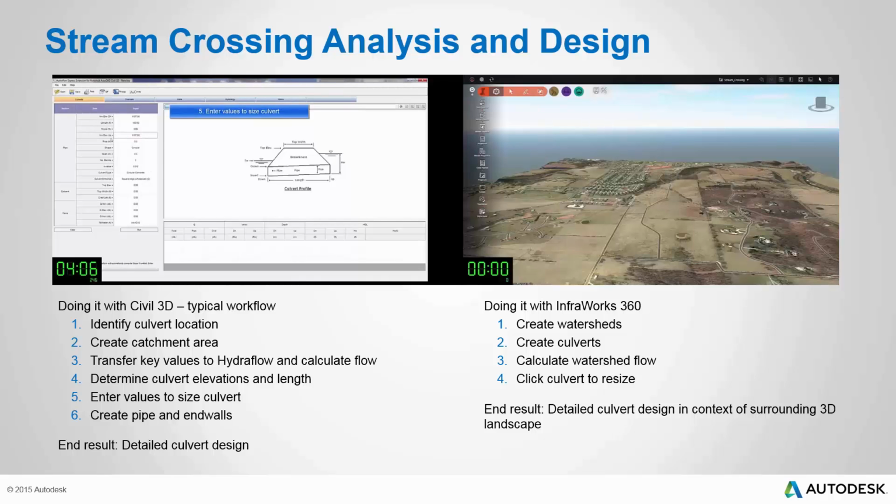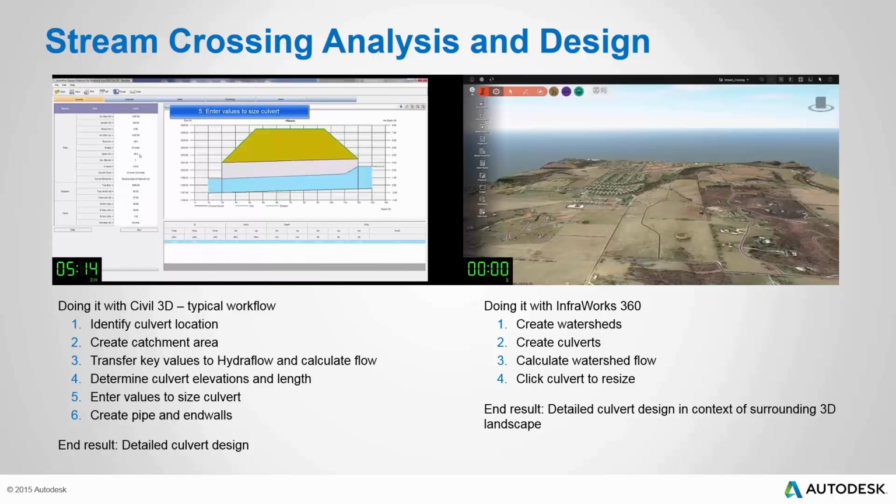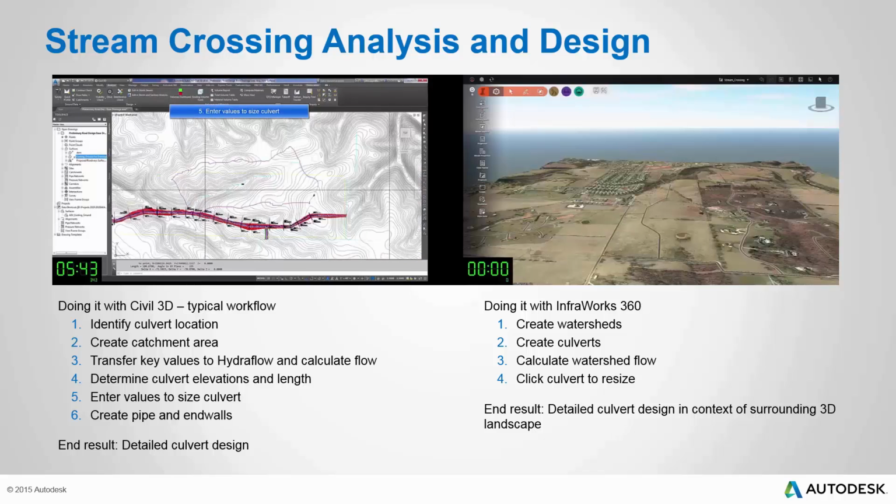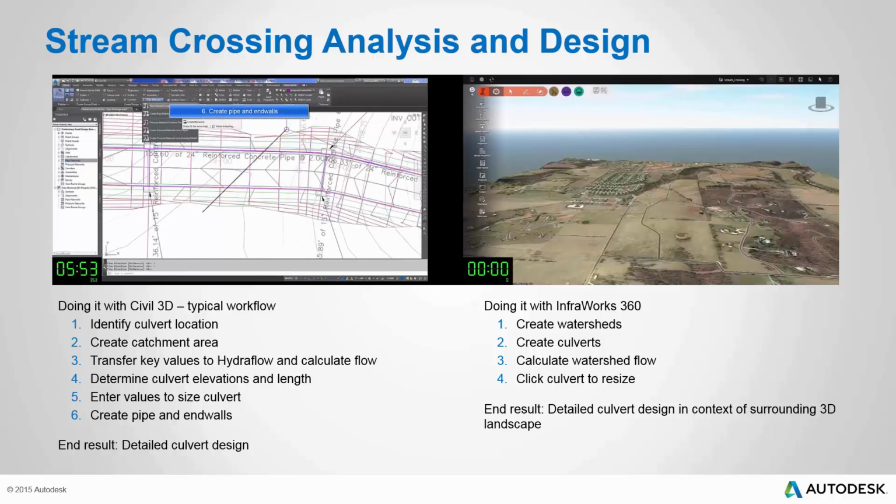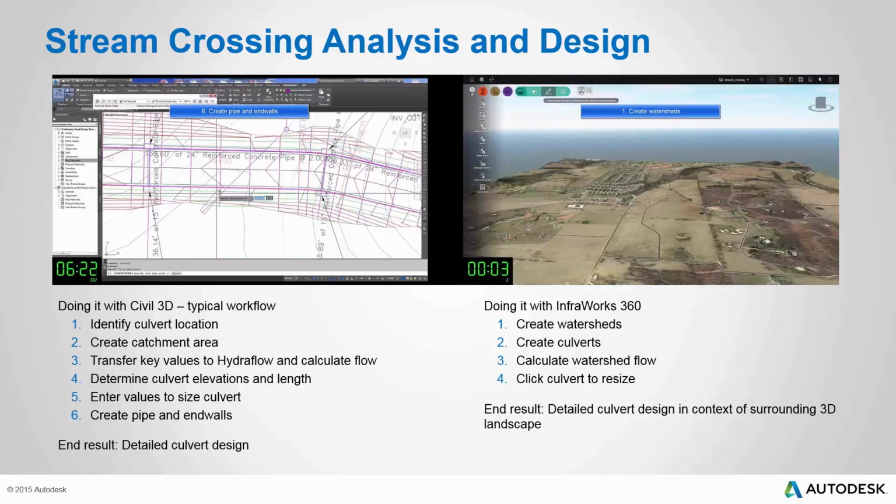And then once we've determined the size of the culvert using HydroFlow, we can use that information and the pipe tools in Civil 3D to actually model that pipe and end walls in the drawing. So the same tools you would use to create inlets and manholes and those sorts of things, you would use to create the culvert, the pipe crossing under the road, and the end walls on either end of it. The end result you get here is a detailed culvert design. It's got all the labels, and it's something you could, with minimal effort, move forward into a finished design that could be placed in a construction document.